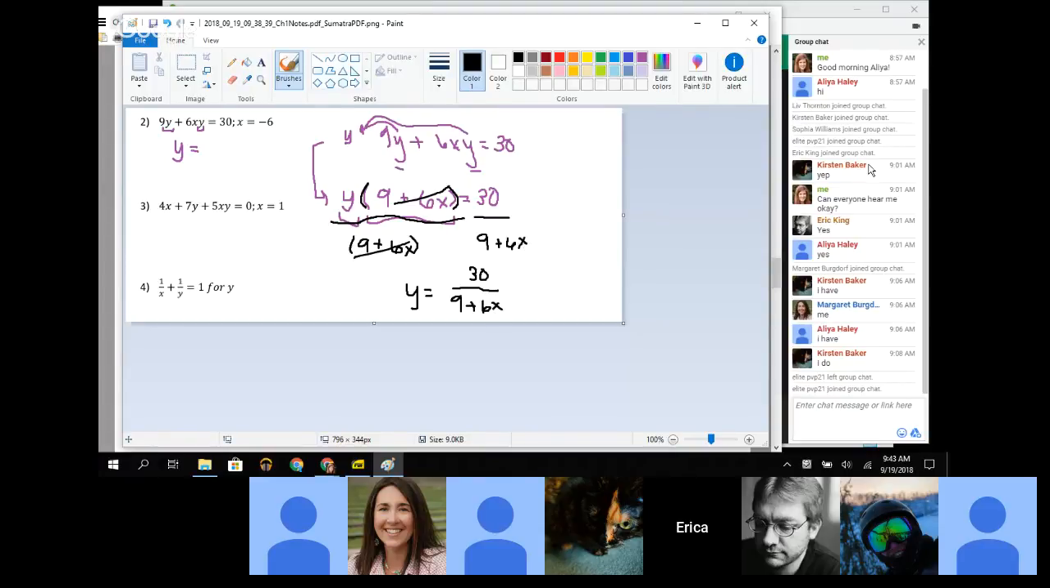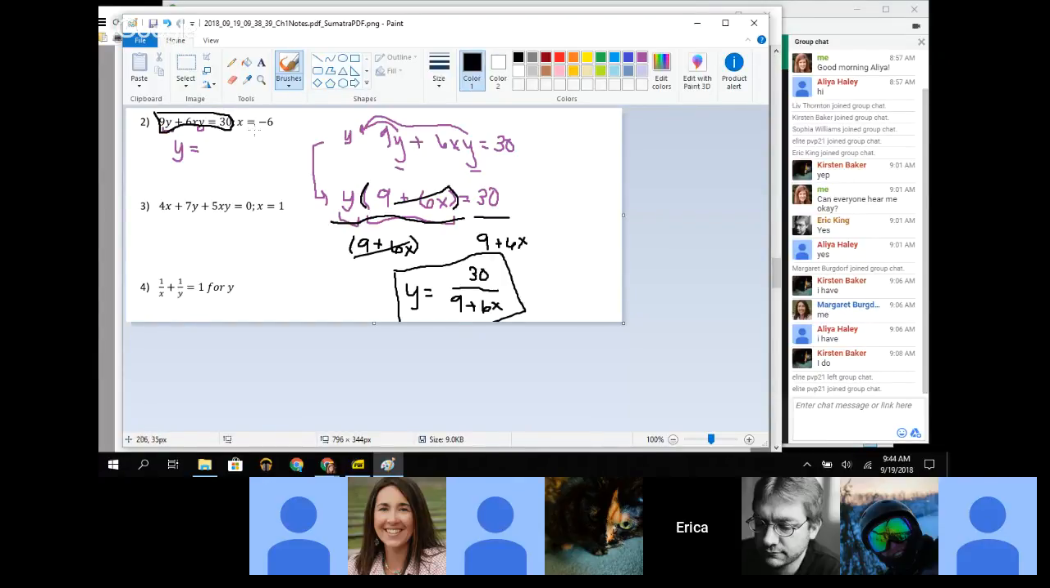Now, can I simplify that any further? Nope, right? I can't really get this 9 plus 6x out of the denominator. I can't really move x to the numerator. It's okay that x is in the denominator. And this is an equivalent equation to my original equation. So if you go to graph each of these equations, they will be equal to each other.